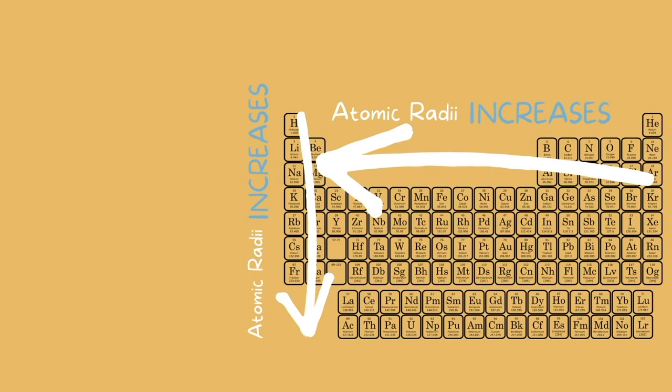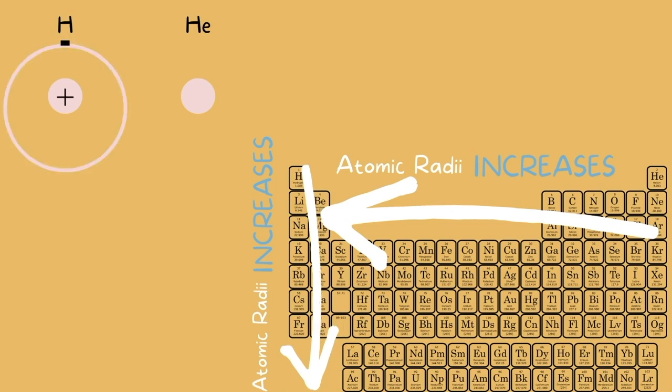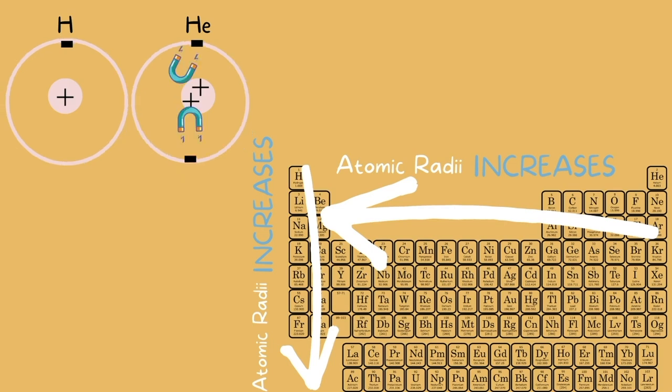Now let's compare the atoms right to left and see why they get bigger towards the left side. Take hydrogen and helium, for example. Hydrogen has one proton in the center in the nucleus and one electron around it. Helium has two protons in the center and two electrons around it. Remember, we learned that the more protons an atom has, the stronger hold it will have on the electrons.